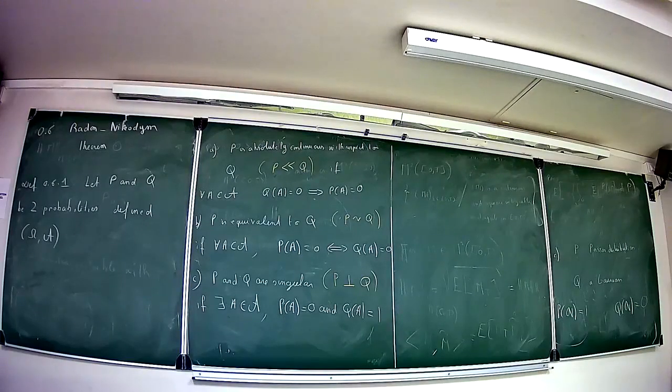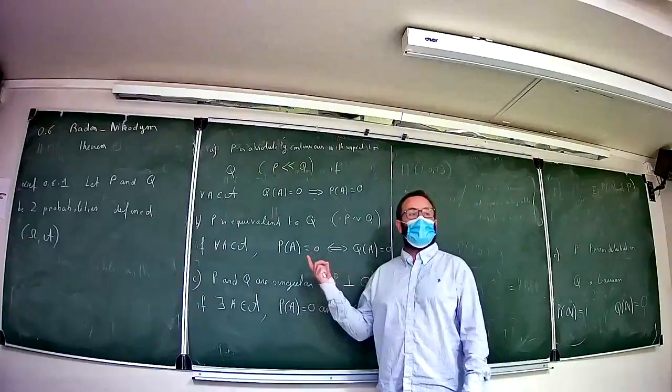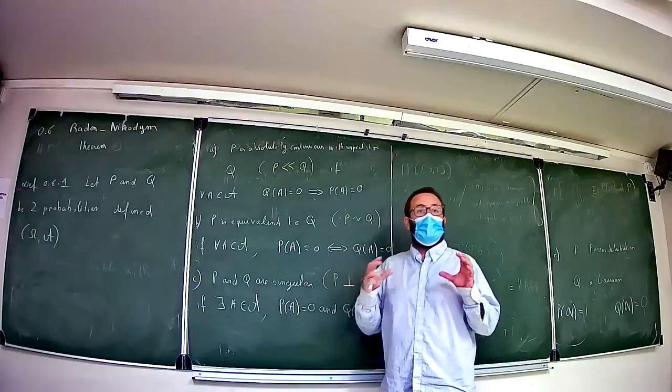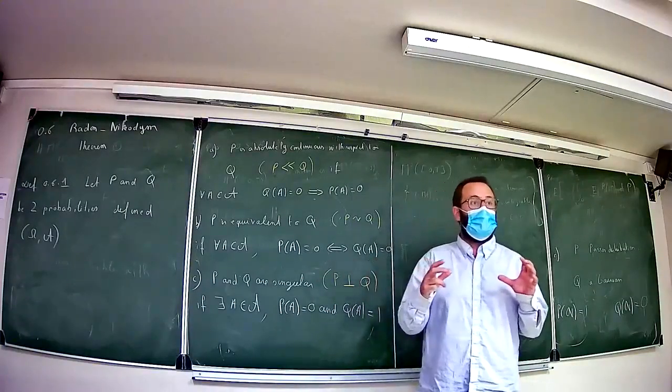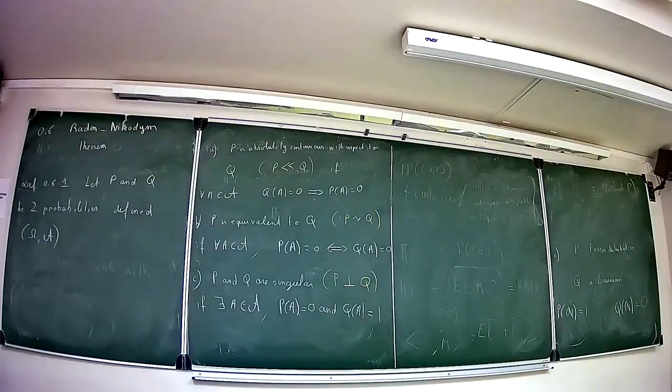No, because the support of the Gaussian is all of R, while you know that the density of the exponential is 0 for strictly negative values. To find a set with probability 0 for the exponential, you just take an interval included in R minus, which will have a strictly positive probability for the Gaussian.